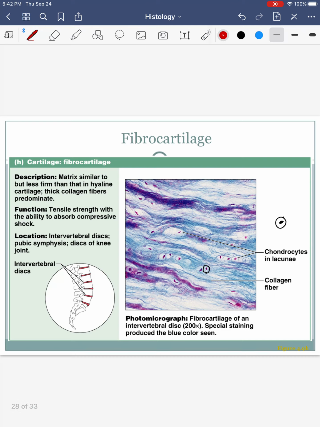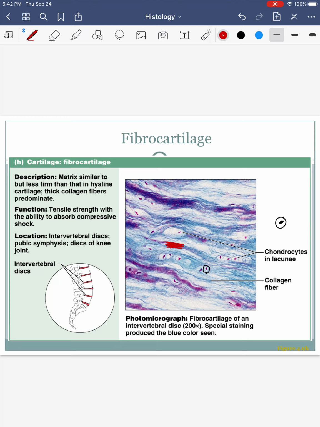Lastly, we have eyeball cells with thick cartilage. So it's not eyeball cells with a smooth background. It's not eyeball cells with elastic cartilage. It's eyeball cells with thick fibers. And because we have these thick collagen fibers, this is the strongest cartilage.